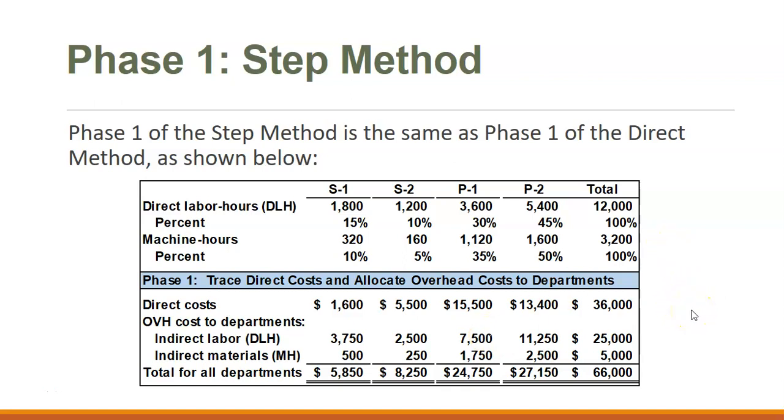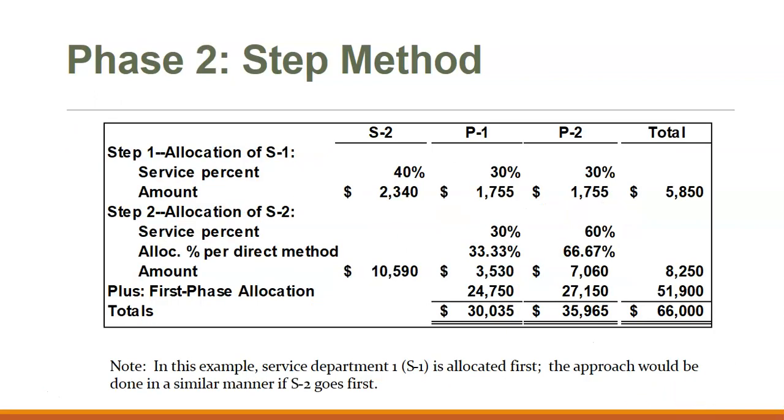We looked at phase one using the direct method. Now we're going to look through the phases using the step method, or the stepwise method. So phase one is the same under both methods. We determine what our direct and indirect costs are and the type of usage across all departments. Where the step changes is in phase two. So in phase two, we step through the processes.